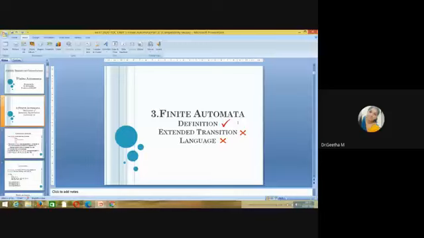Finite automata, how mathematically it is defined. So we have not so far covered the extended transition of finite automata and languages of finite automata. So in this class, we are going to see the other two terminologies which are related to finite automata.